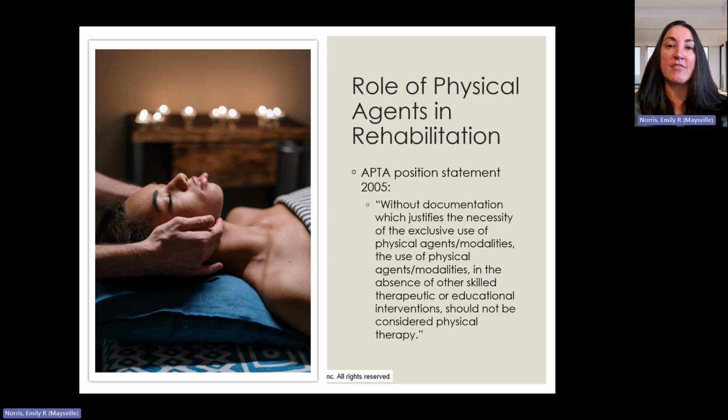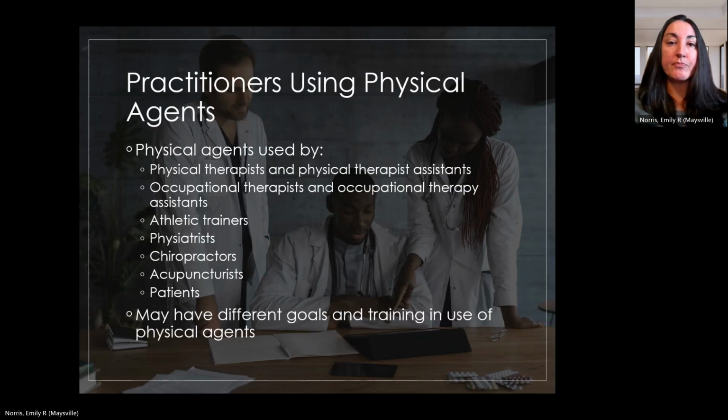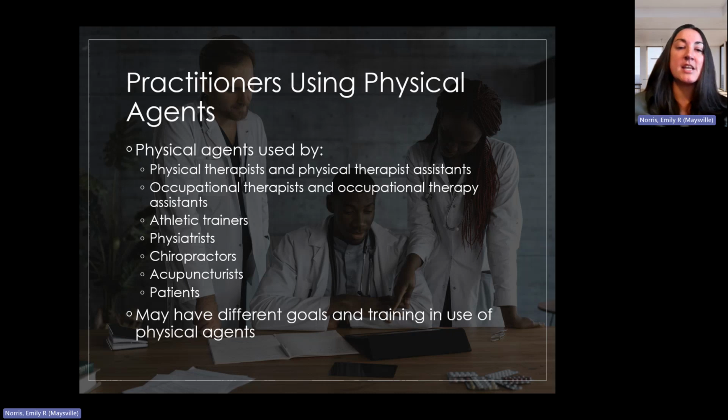You have to have those in conjunction with real other treatments, not that these aren't real, but other physical therapy treatments in order for it to be considered physical therapy. So if a patient's coming in and all they're getting is heat, e-stim, ultrasound, ice, and then they're out the door, you might have made them feel a little bit better, but the APTA is saying this is not true physical therapy. You need to do some exercises, some mobility, some range of motion, something that makes it true physical therapy.